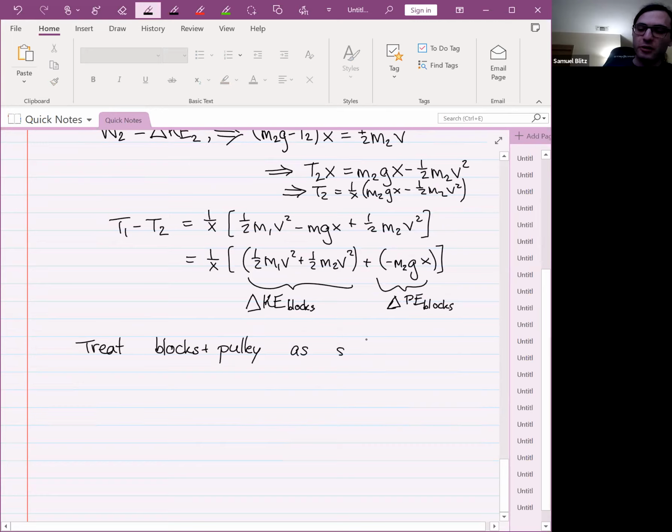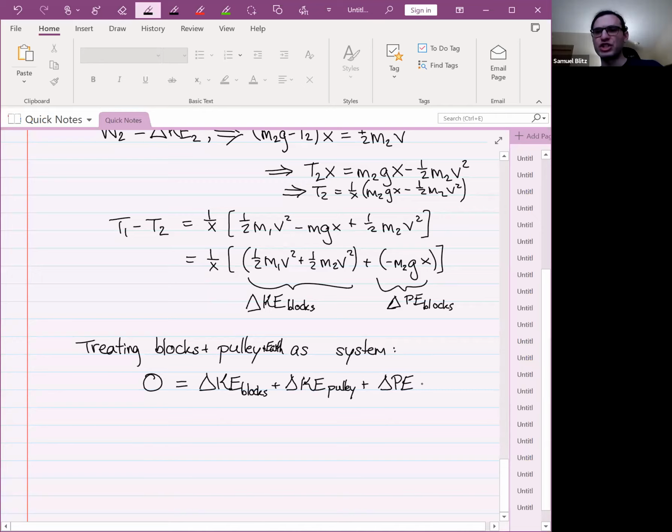If we do that, then we can apply the work energy theorem. There's nothing external to the system. Oh, we're also including the Earth here, by the way, plus Earth. Right. There's nothing external to the system, so there can't be any external forces. And so that should be equal to the change in kinetic energy of the blocks plus the change in kinetic energy of the pulley plus the change in potential energy of the blocks. I mean, there would be a potential energy change for the pulley, but it's 0 because it's not moving.